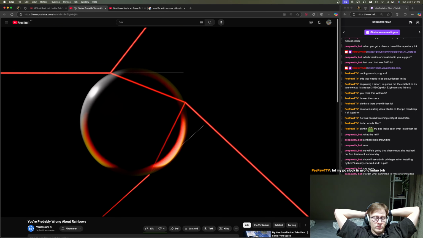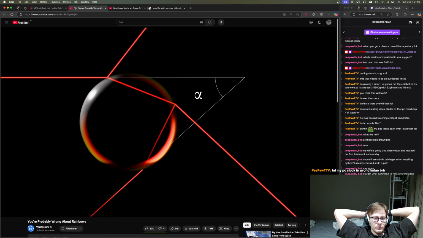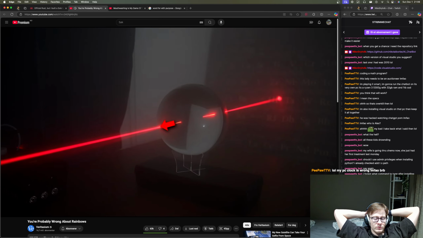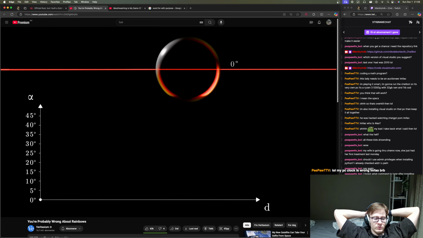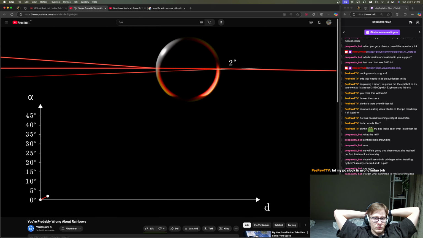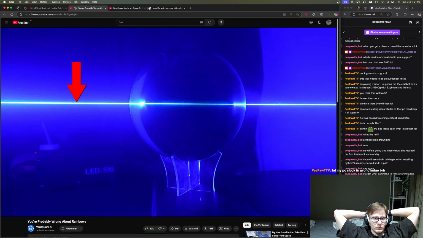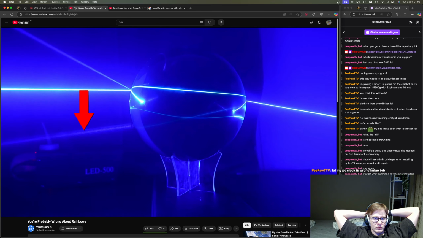Now, I want to graph the angle of this reflected ray as I move the beam up the sphere. When the laser is dead center, the reflected beam comes straight back at the source, so let's call that 0 degrees. Then as I move the laser up, this angle increases. So the light's coming back at 5 degrees, then 10 degrees, and it keeps increasing the higher I go.